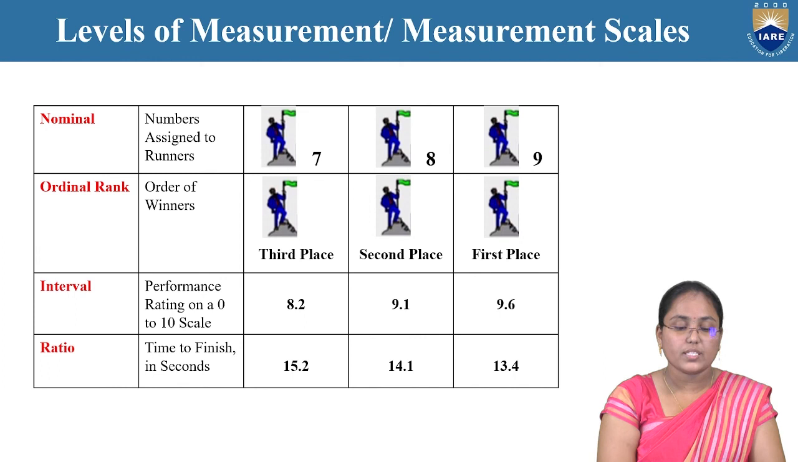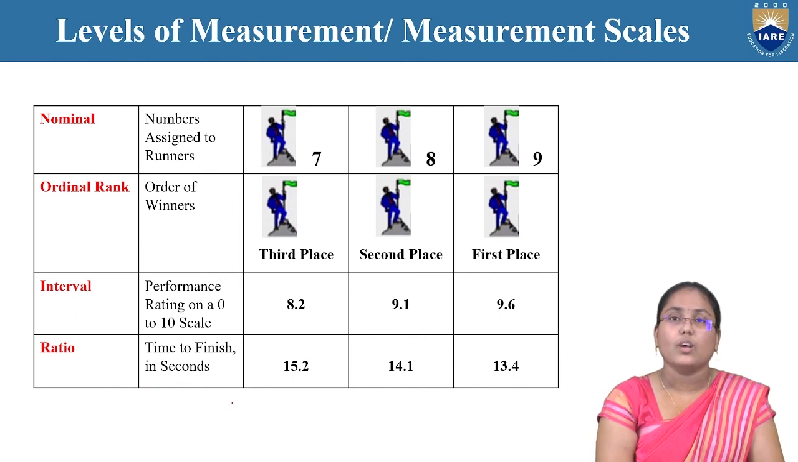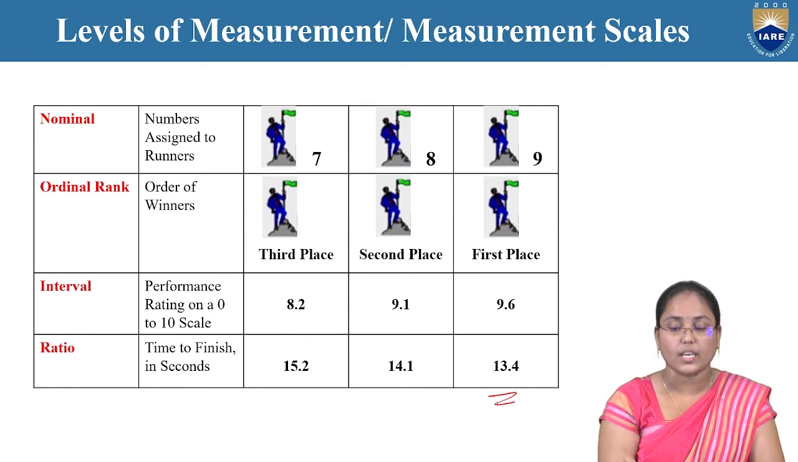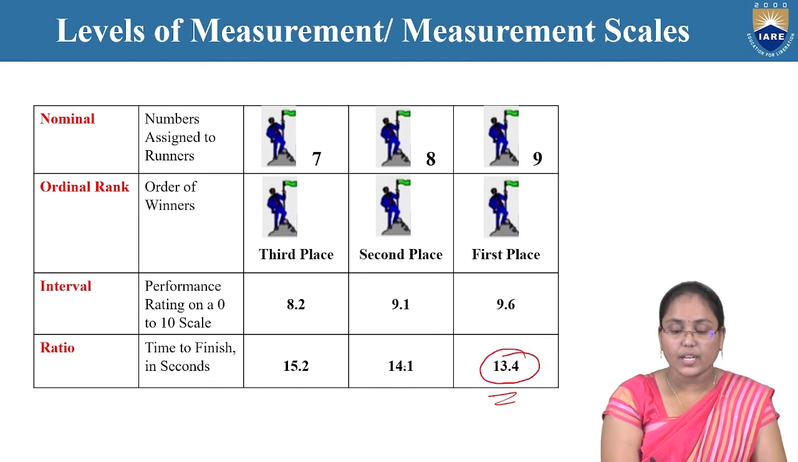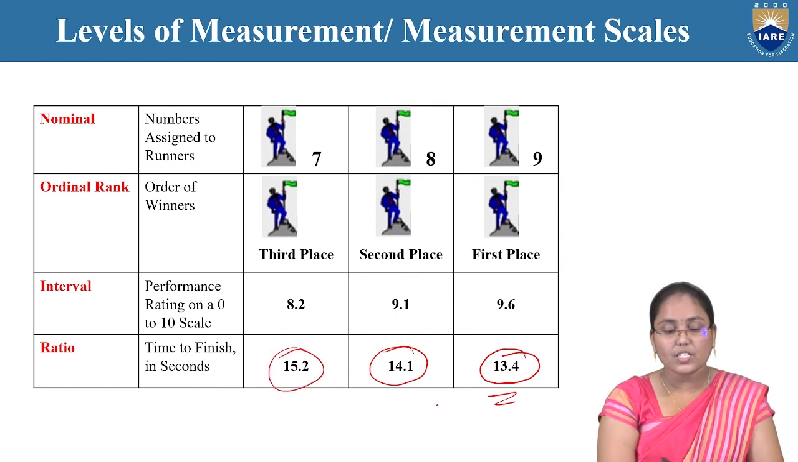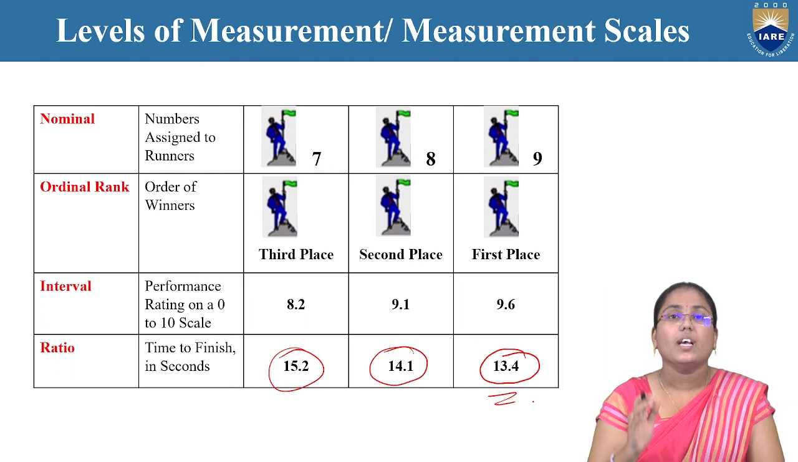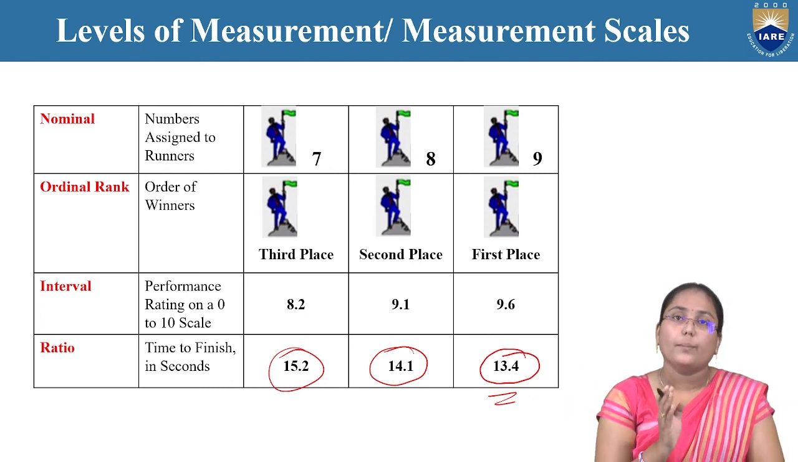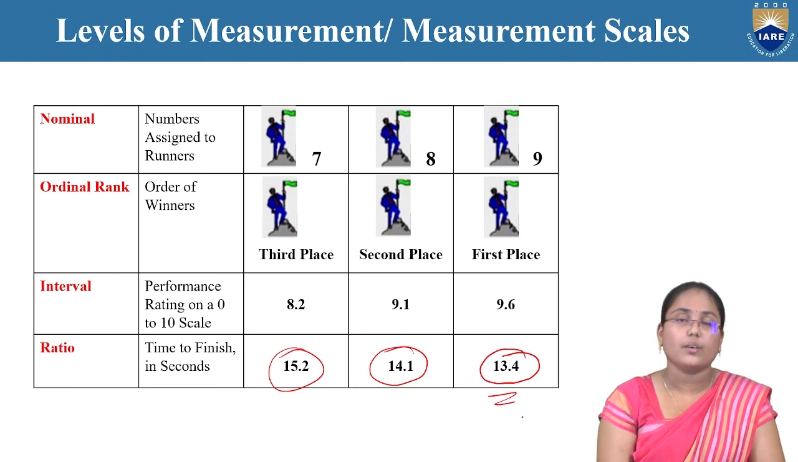And the last one is the ratio scale, that is, time to finish in seconds. When we look at different players, how much time are they taking to cross the particular line? By looking at this ratio, the 9th player is taking only 13.4 seconds, whereas the 8th player is taking 14.1 and the 7th player is taking 15.2 seconds. So based upon this ratio, we can say how good the person is and which place the particular person can take.